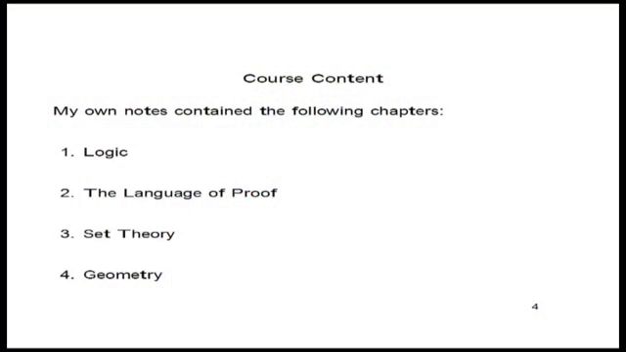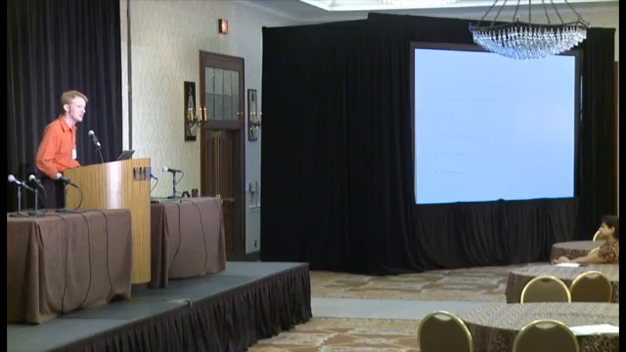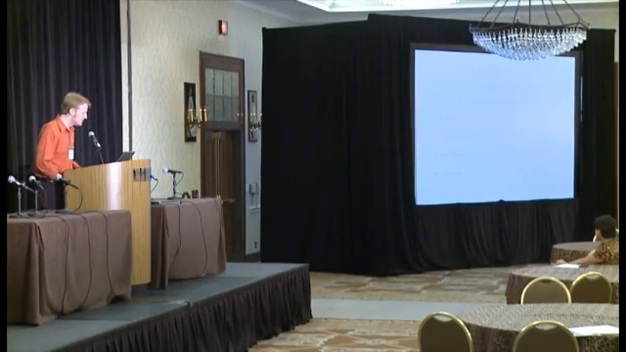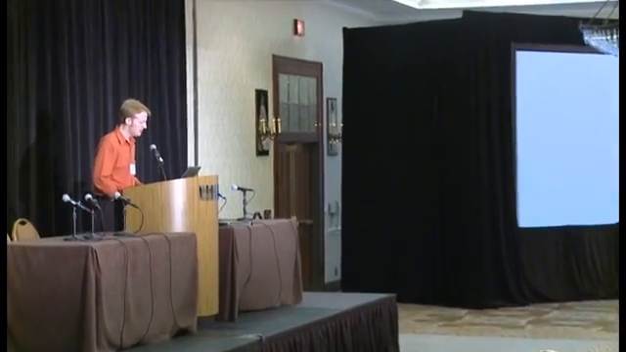The content that I covered in this course, I wrote my own notes and covered logic, which included some truth tables and equivalences. A shorter chapter on the language of proof, kind of outlining what is a theorem, what is proof, what are axioms, what's the difference between the word theorem and the word theory. And chapter 3, I covered set theory, and I'll have some comments about that chapter later. And a very brief chapter at the end on geometry, mostly through existence axioms with a few standard and non-standard models to discuss.